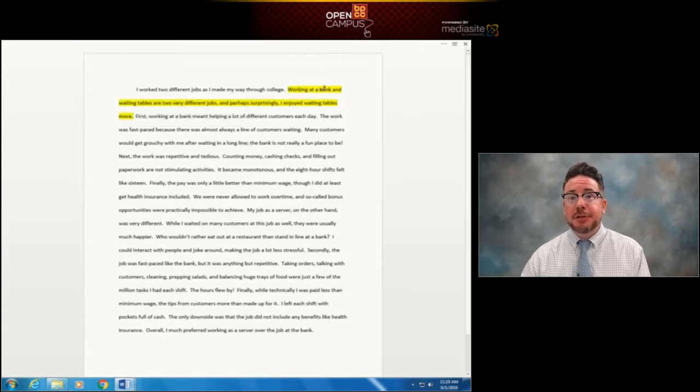Does this have the two components of a topic sentence that we need? We need the limited topic, and in a compare and contrast, that's going to be the two subjects that are being compared and contrasted. What are the limited topics here? Working at a bank and waiting tables. Do we have an idea or attitude about those two jobs that we're talking about? Yes, we're saying that you enjoyed waiting tables more. So I expect the rest of the paragraph to be reasons why waiting tables was the better job.